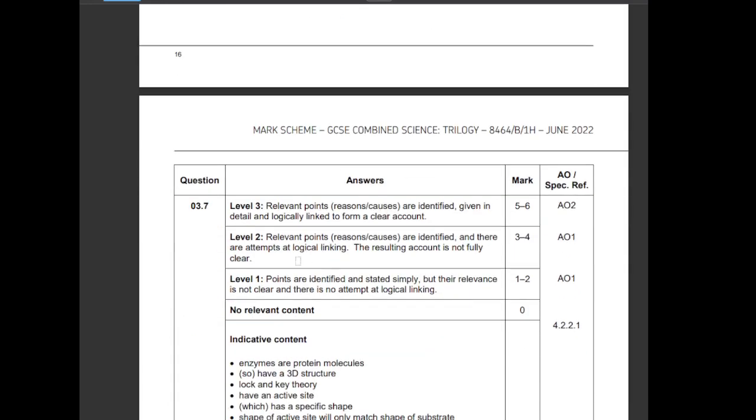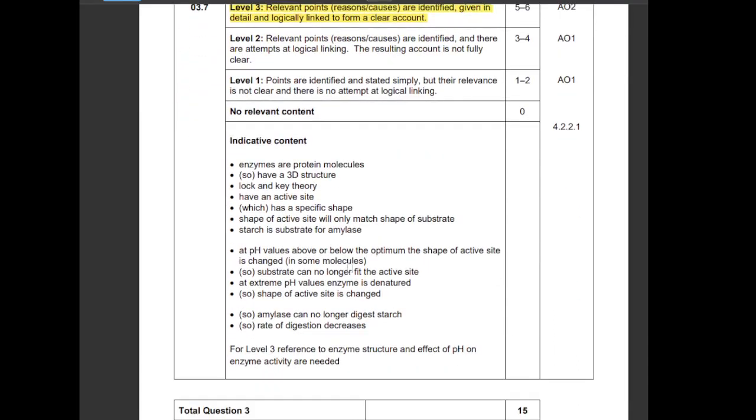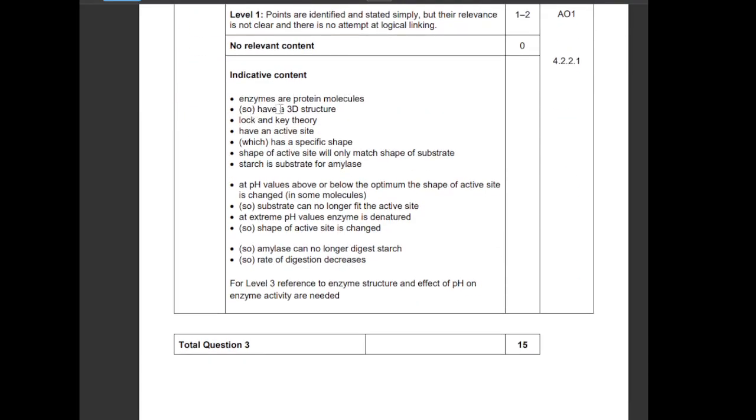The 6-mark question, you're aiming for the level 3 answer. Here, relevant points, reasons, causes are identified, given in detail and logically linked to form a clear account. This is why I always encourage my students to write it in bullet points and number them, right? So that you can actually work out what happens after each of these steps. So what are they actually saying? Enzymes are protein molecules, so have 3D structures, right? Although they have given different bullet points, I have actually combined most of these bullet points, or in my answers I have actually got it in the points combined in sentences.